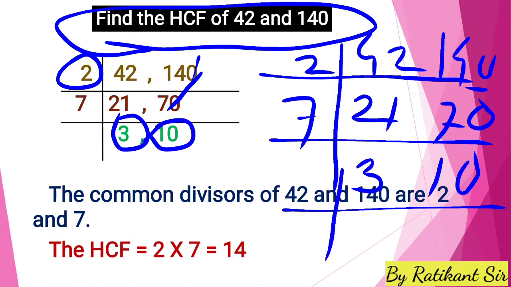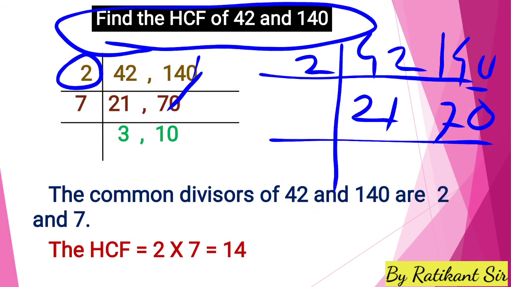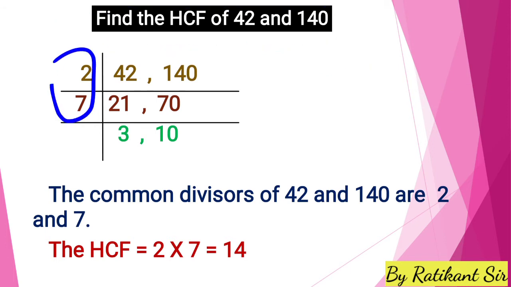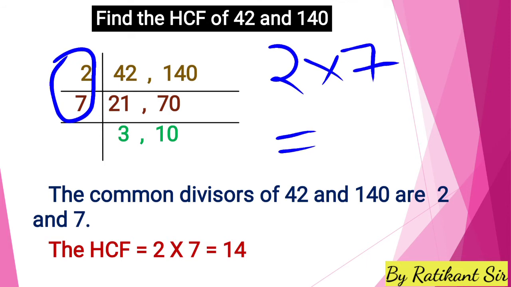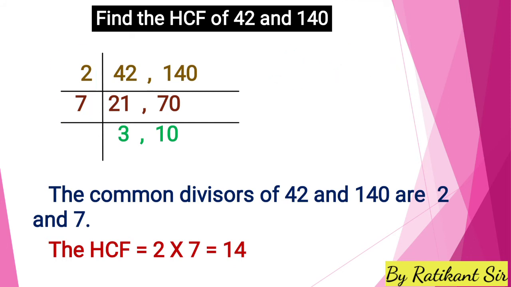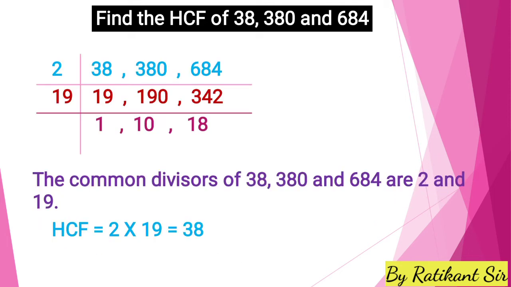It means 7 and 2. This 7 and 2 at the left side are the common divisors, so their product will be the HCF of 42 and 140, and that is 14. It means 14 is the HCF of 42 and 140. It means that we have to find the common divisors and multiply them. The multiplication will be the HCF of the given numbers, right? Okay, next, come to the next question.